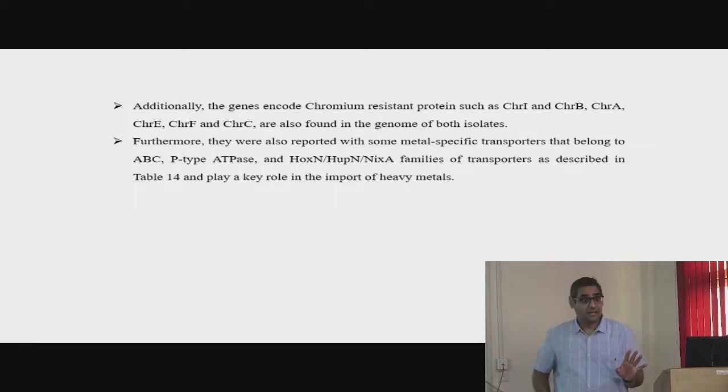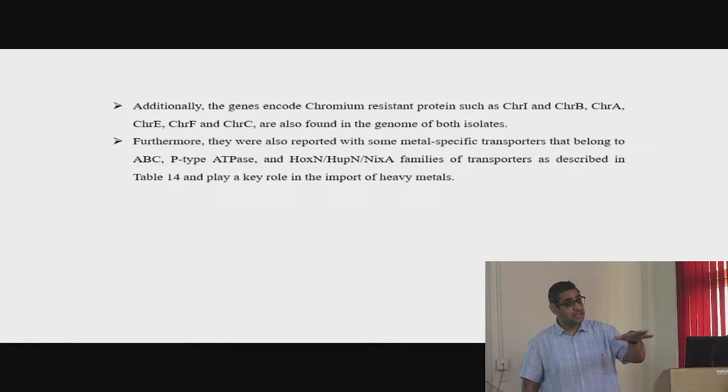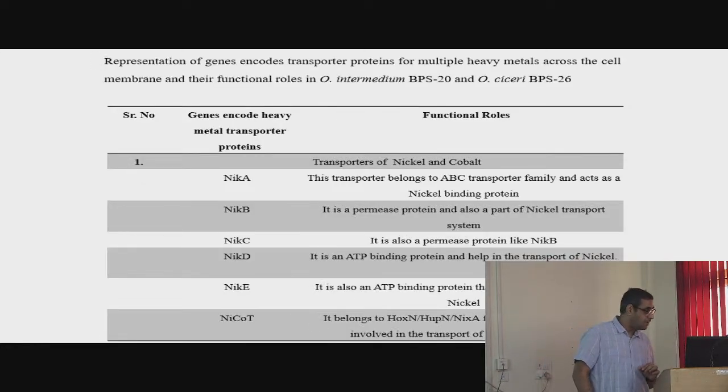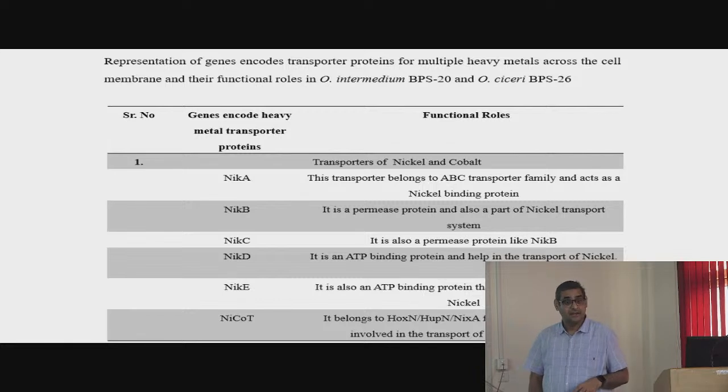We have not yet studied all the transporter genes. So we have not studied. So these are the transporters, and Table 14 I am referring to here. So this is Table 14, I think. And you can see these are the specific genes and heavy metal transporter proteins, and they are doing the job like this.